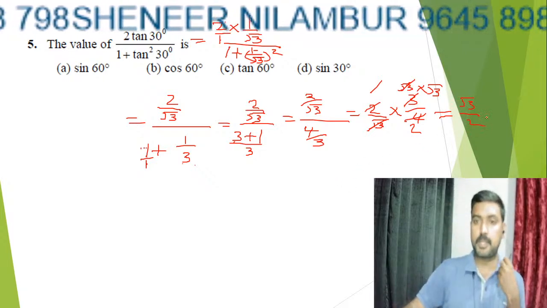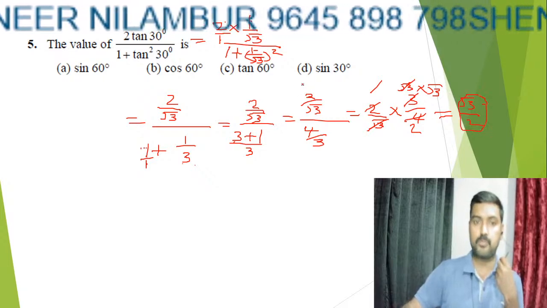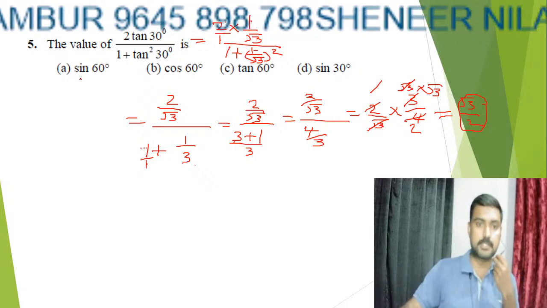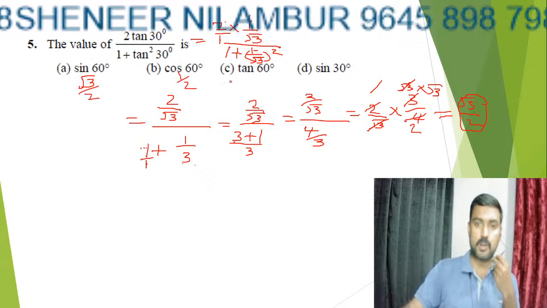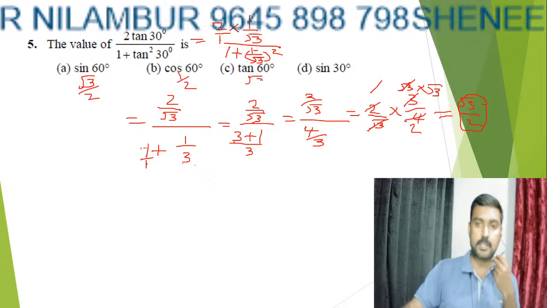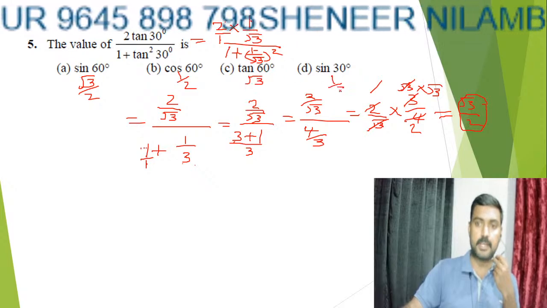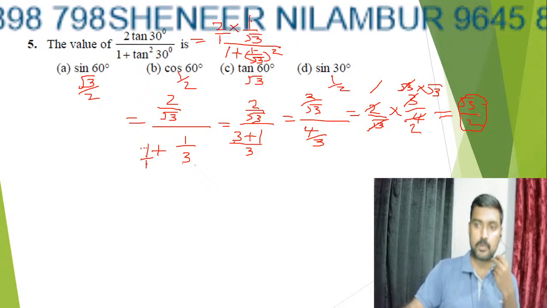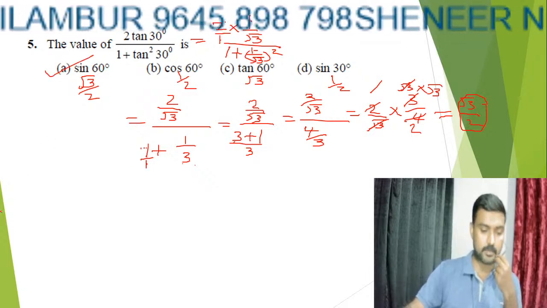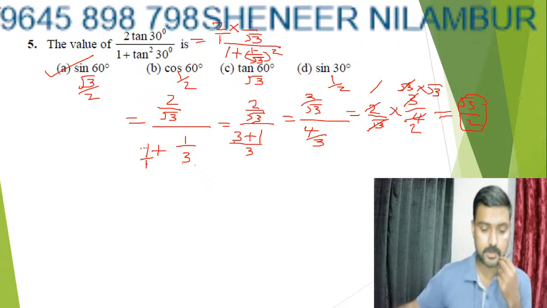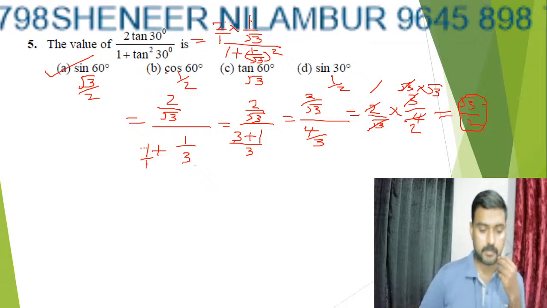So root 3 by 2 is the value of sin 60. What is sin 60? Root 3 by 2. What is cos 60? That is 1 by 2. What is tan 60? Root 3. What is sin 30? 1 by 2. We got the answer root 3 by 2, which is the value of sin 60. So the answer is option A. Yes, many students got the answer. Ashwati got it. Marwa got it.